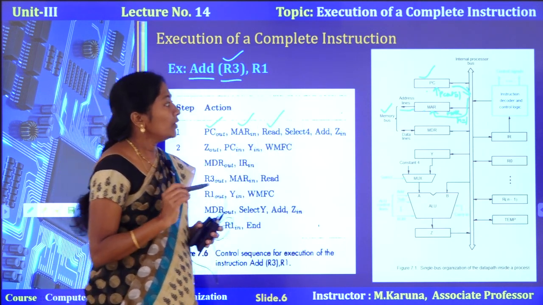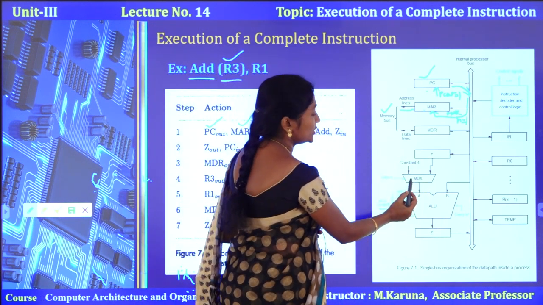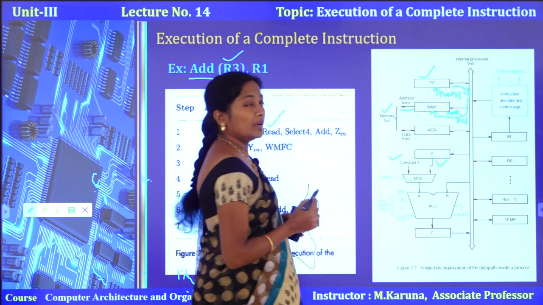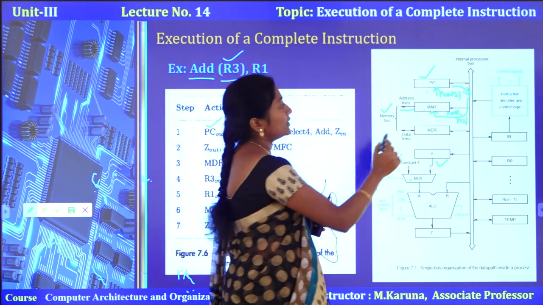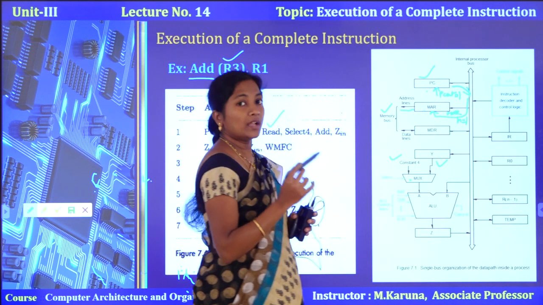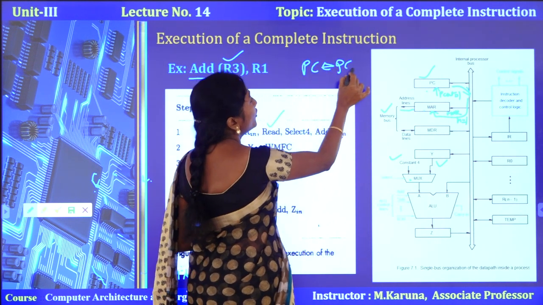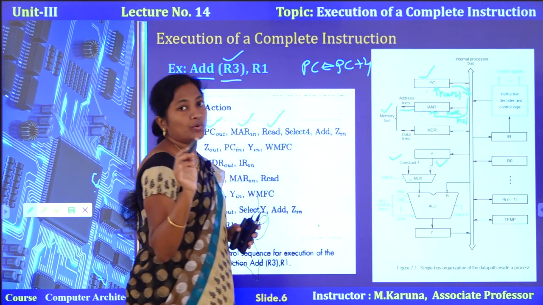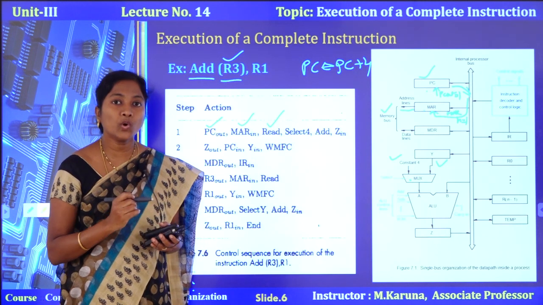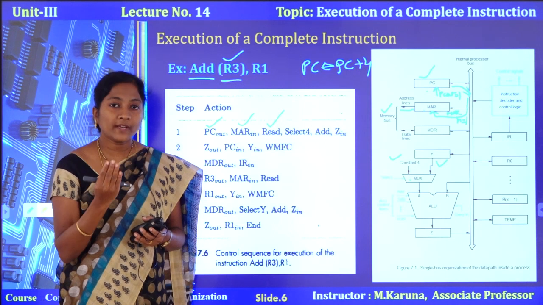Now, here the mux is used to select either constant 4 or Y. After sending the address of the first instruction to the MAR register, the program counter will be updated by 4. Why? Because, I told you, to store 8 bits one memory location is required. Here our instruction code size is 32-bit data. To store 32-bit data, 4 locations are required.